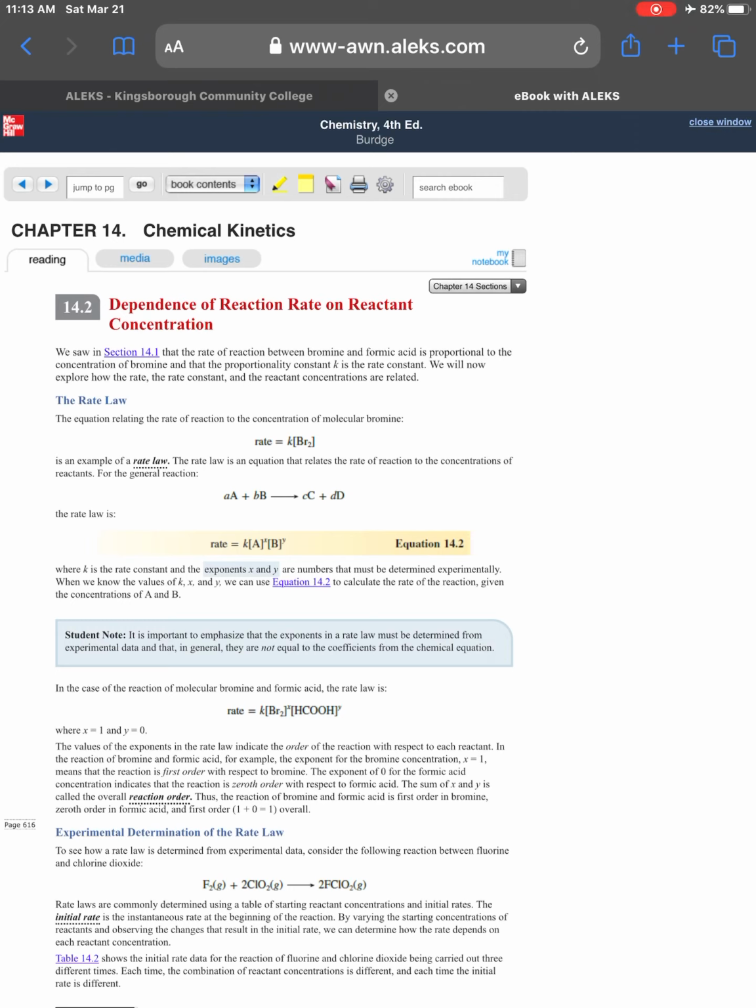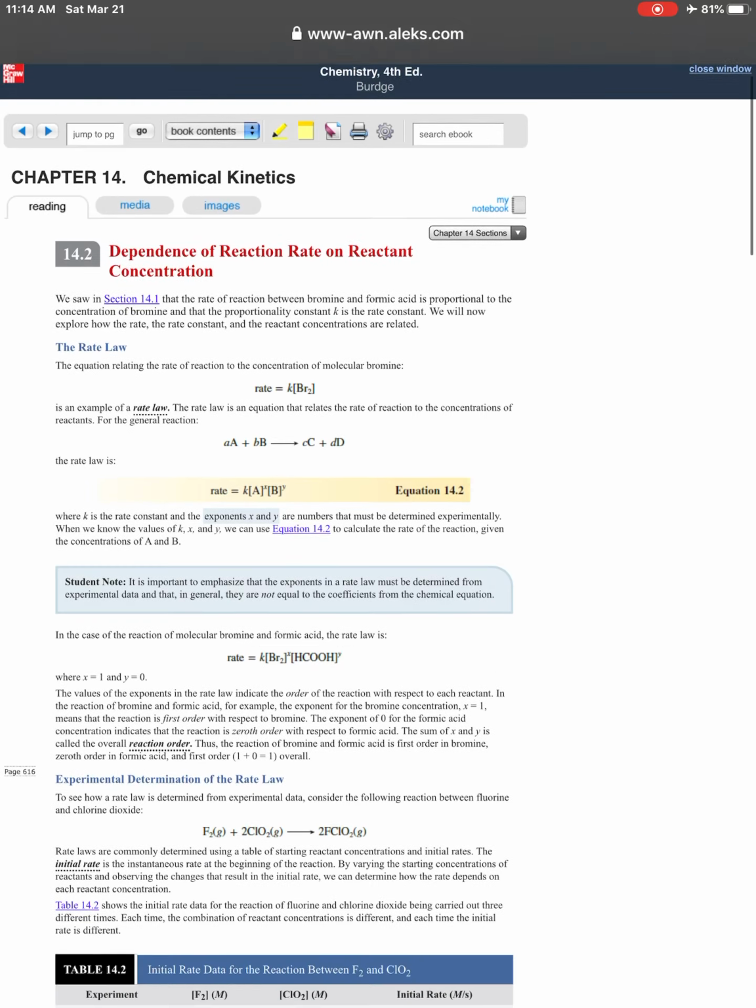In the reaction of bromine with formic acid, for example, the exponent for the bromine concentration, x equals 1, means that the reaction is first order with respect to bromine. Okay, so if x is equal to 1, we call that first order. The exponent of 0 for the formic acid concentration indicates that the reaction is 0th order with respect to formic acid. The sum of x and y is called the overall reaction order. Add them together, x and y, and you get the overall reaction order. Thus, the reaction of bromine with formic acid is first order in bromine, 0th order in formic acid, and first order overall, right? First order overall because 1 plus 0 equals 1.